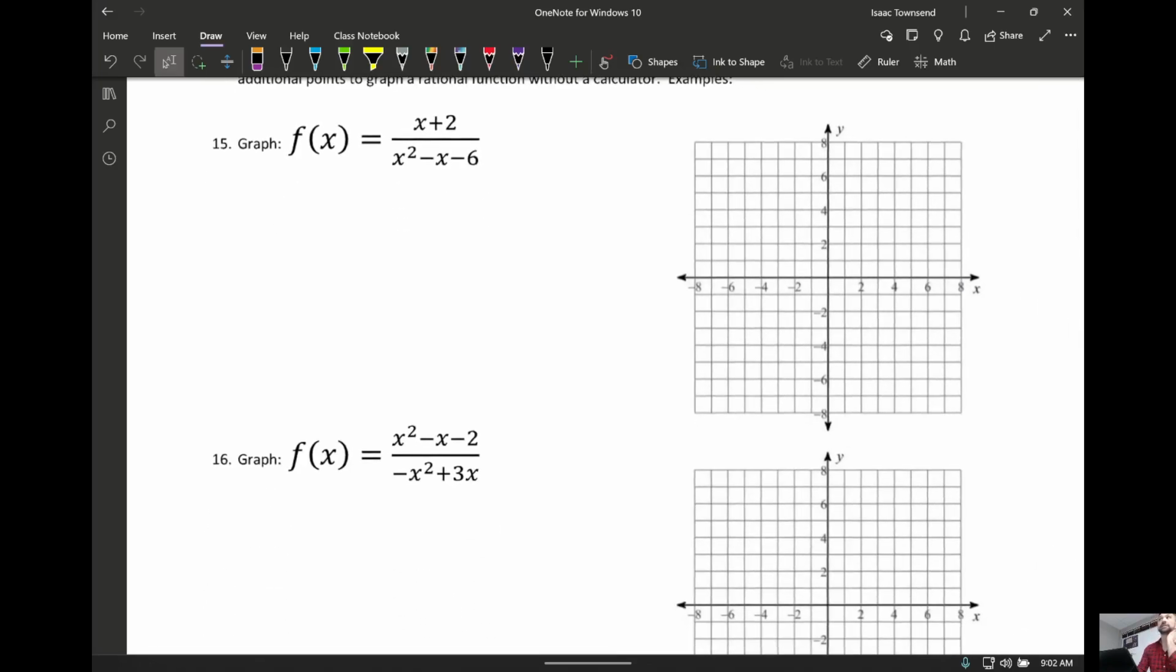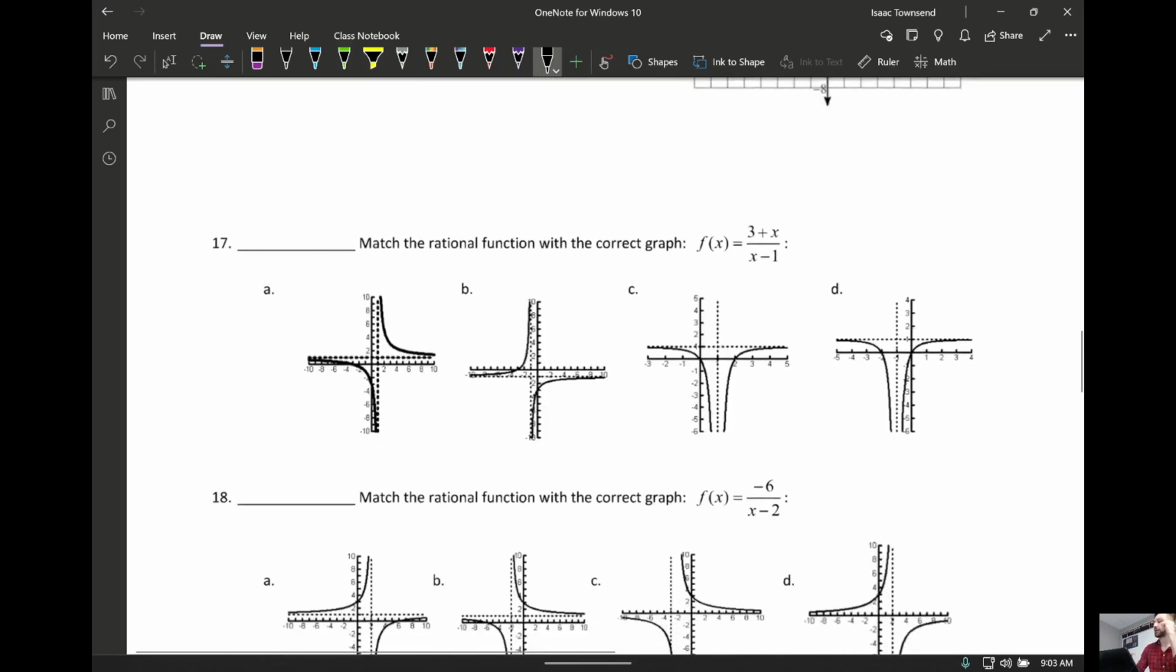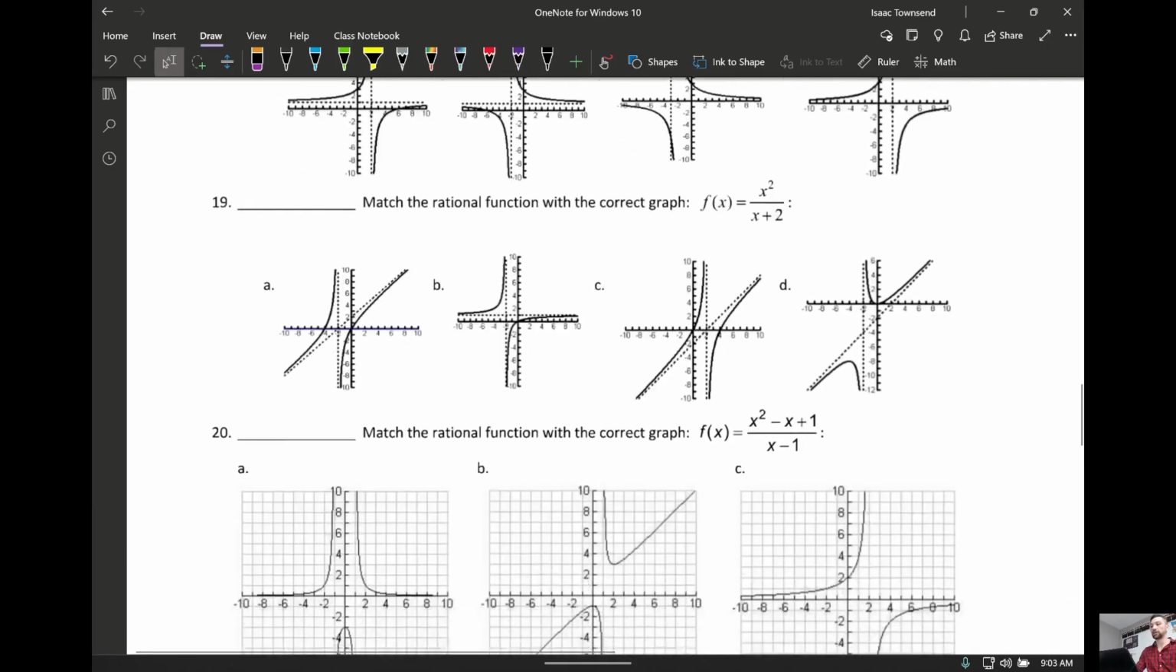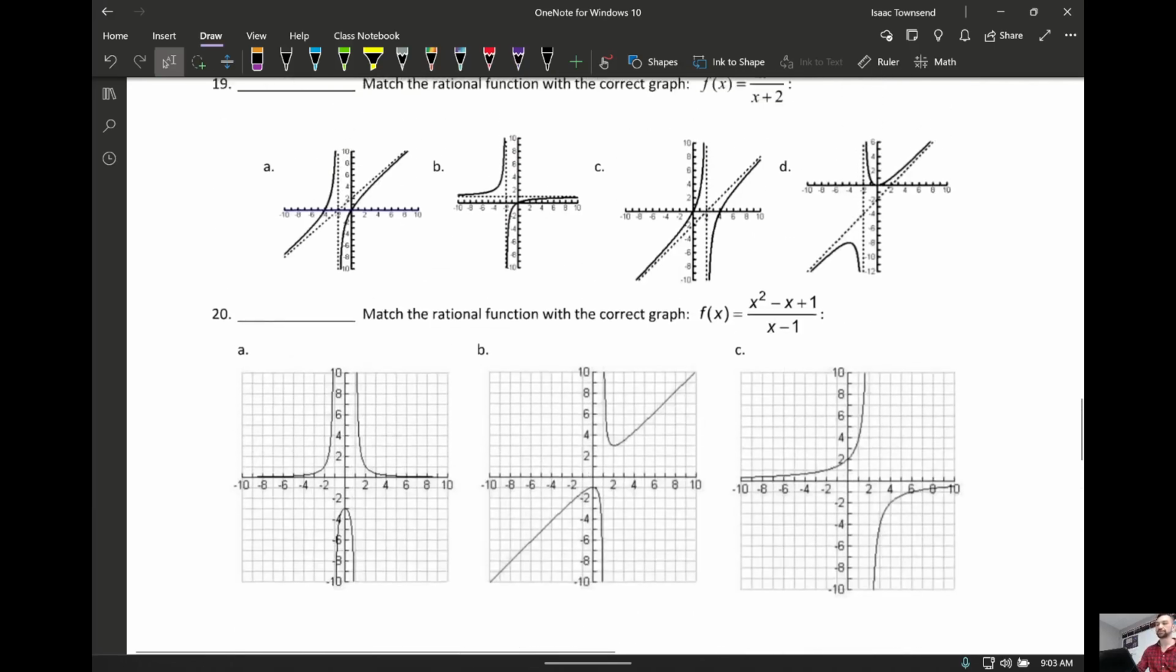On 15-16, it wants you to graph. So if you don't think vertical asymptotes help you with your graph, then don't find vertical asymptotes. But if you think they do help, then go ahead and find them. There's no requirement on what you find, but all of those skills, do what you think you need to do to be able to get those graphs. And then just a different twist on it on page 3. These are graphing, but multiple choice.